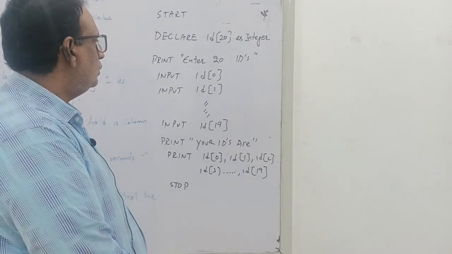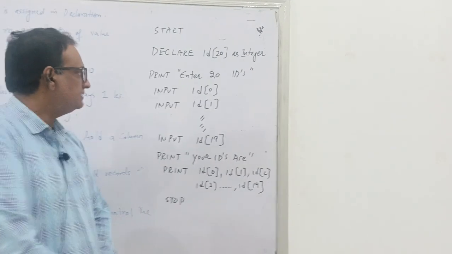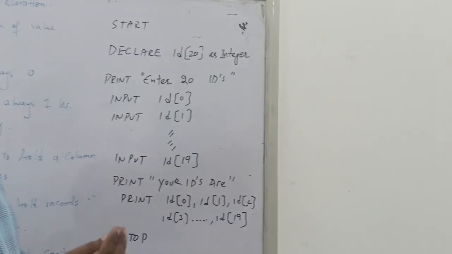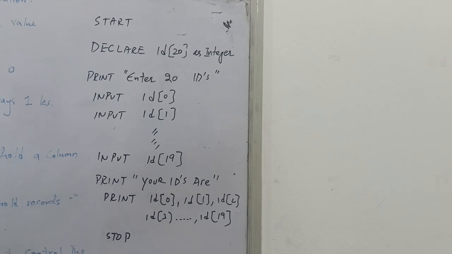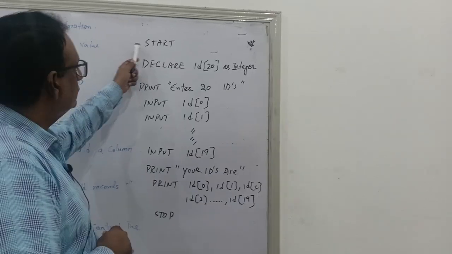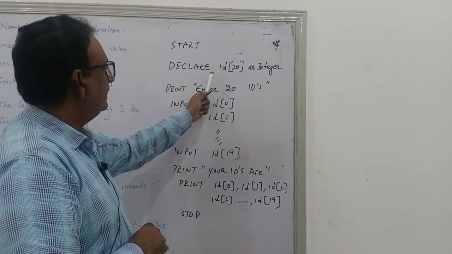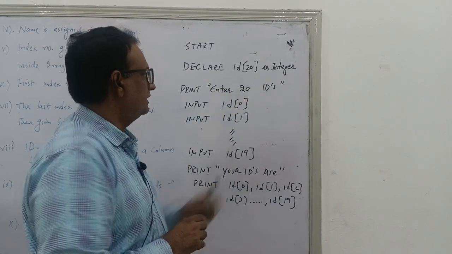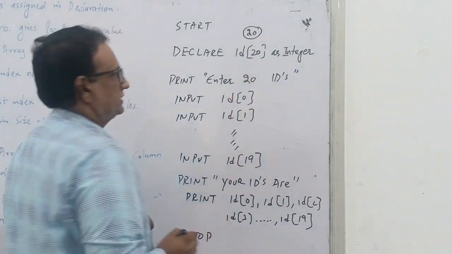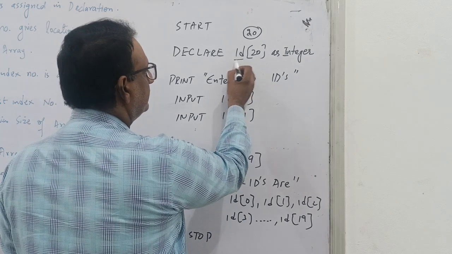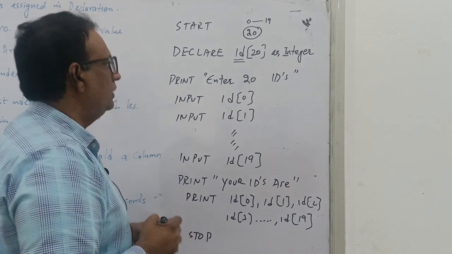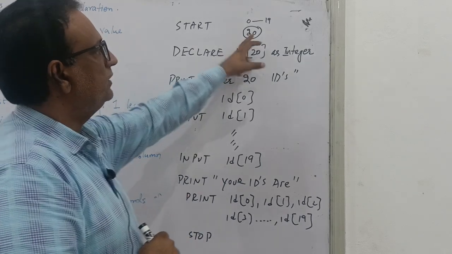Let's come to a more explanatory example. In this example, we are dealing with 20 IDs. The question is, enter 20 IDs of your employees and then print those IDs. Now let's come to the solution. It starts with declare id 20 as integer. That means you have told your computer to make 20 variables. The name of every variable will be id, but this number means that it will continue from 0 up to 19. So the total will be 20.